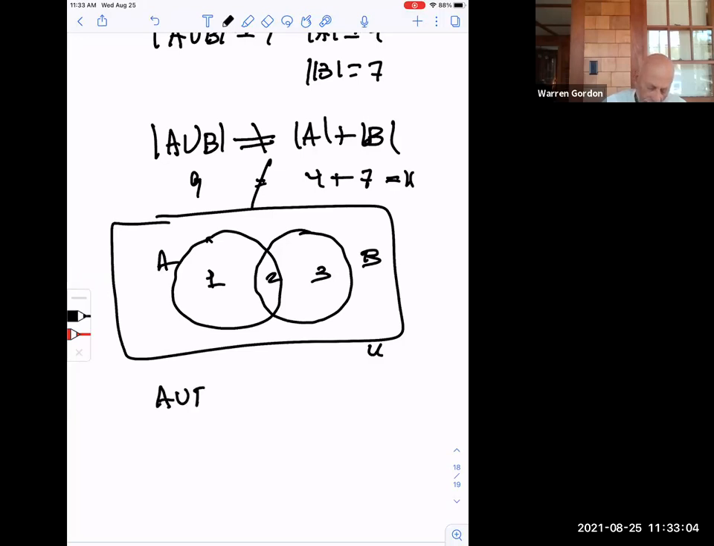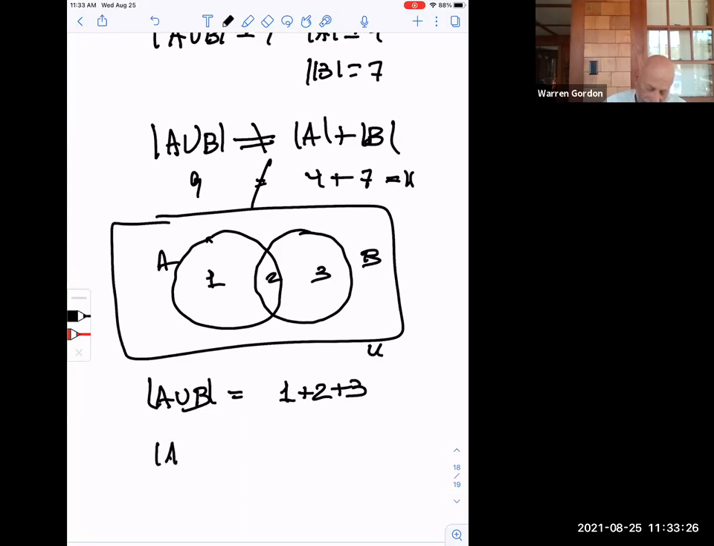A union B would be the sum of the elements in regions 1 and 2 and 3. Agreed? Now notice, I have to count each one separately.